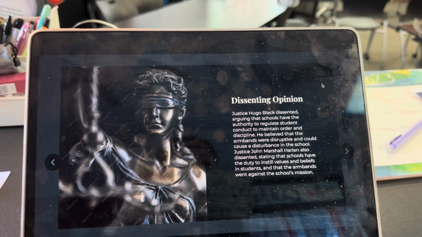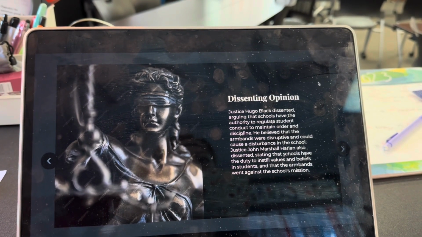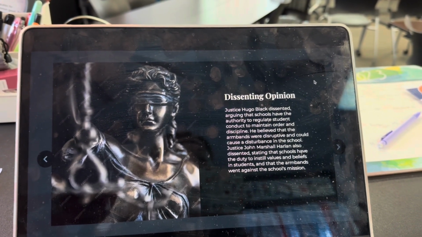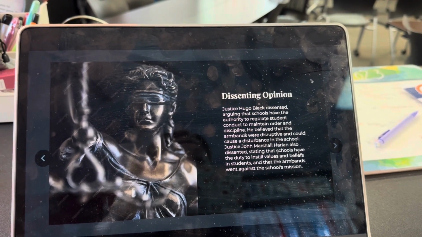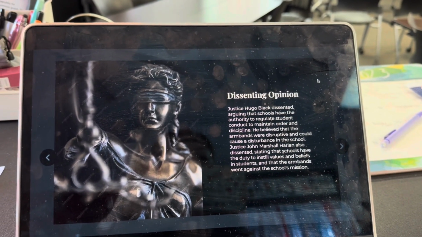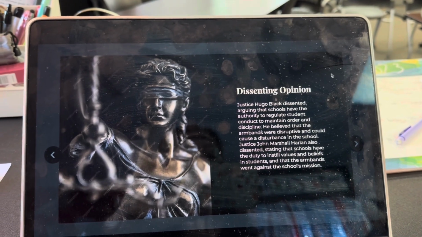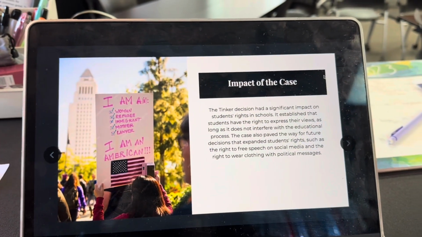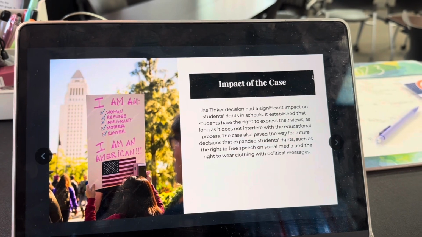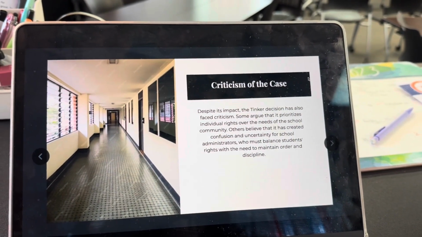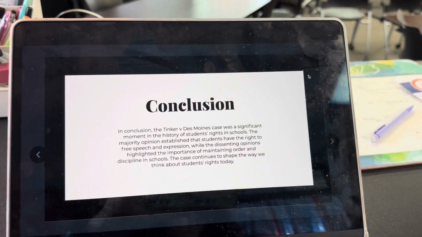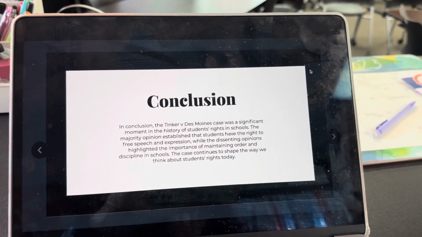Through this, the students learn how to look up a court case. They understand what a majority and dissenting opinion is, which is very, very helpful in our We the People competitions. And then it goes on to tell about the impact of the case and, of course, criticism of the case, as well as the conclusion of the case.